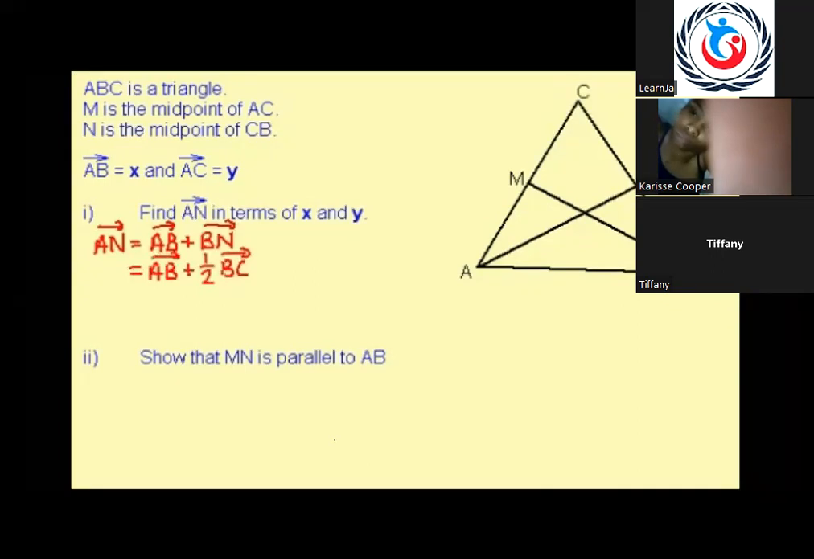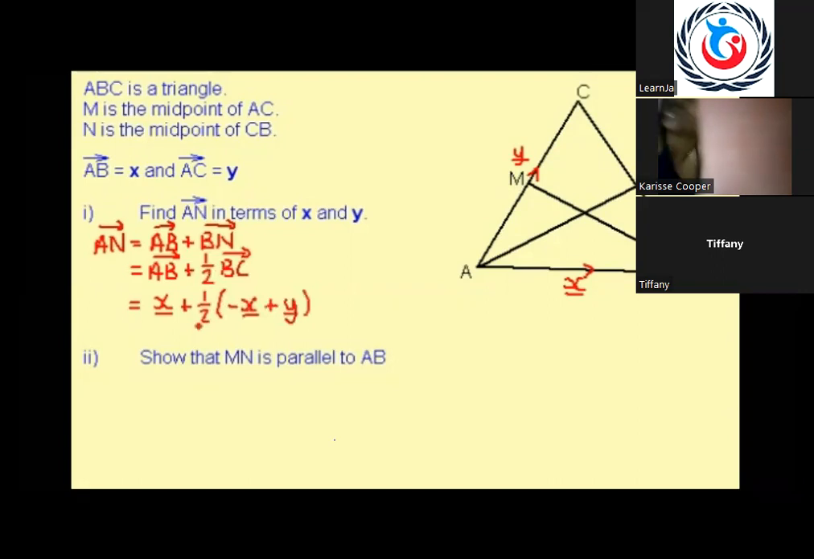I know that vector AB is vector X. I need to find vector BC. To get from B to C, I'm going to go from B to A and then from A to C. I know that vector AC is Y. I can now see that vector BC is minus vector X plus vector Y. So I now have a half of minus vector X plus vector Y.